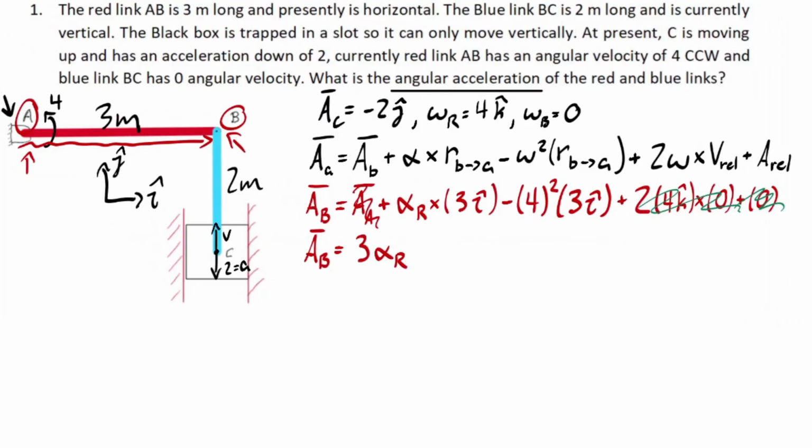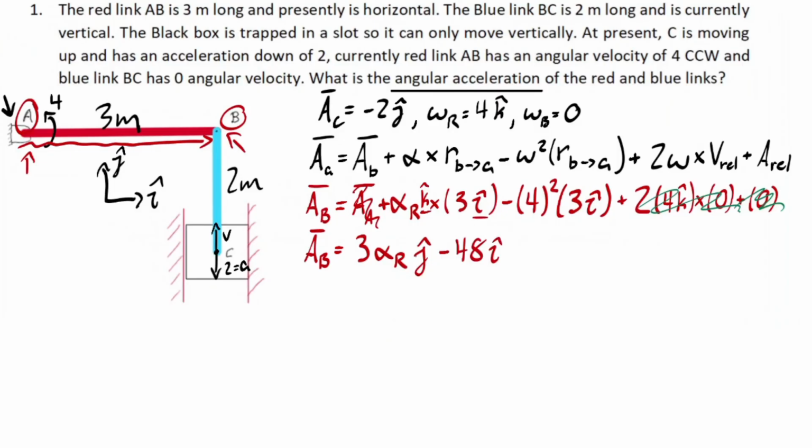Not B, R, right? And then I didn't write it explicitly, and I should have, this is in the positive k direction. We're just assuming. So this is a k cross i, which is just positive j. Cool. And then this term is just 16 times 3i, so that is going to be 48i, so minus 48i. And that's the whole term.